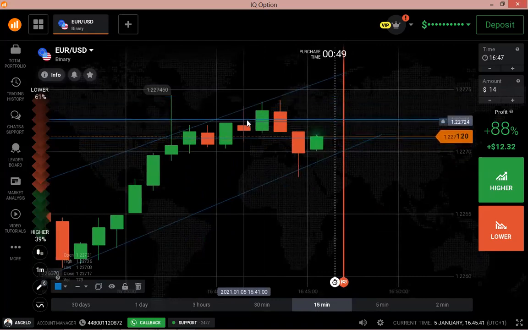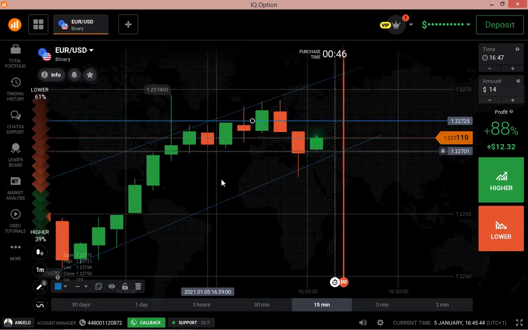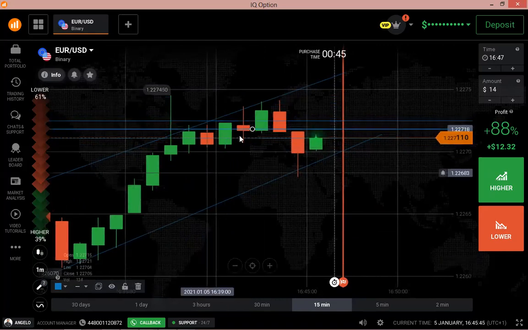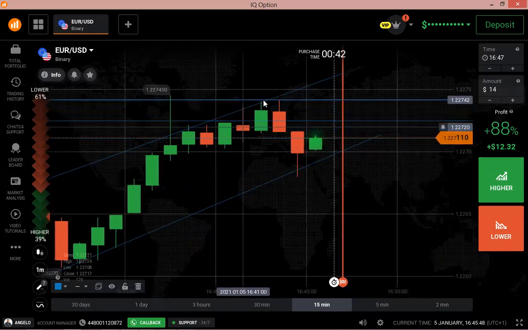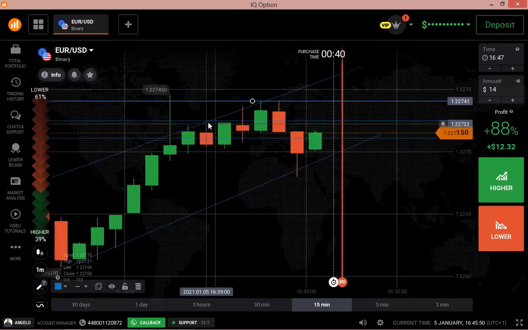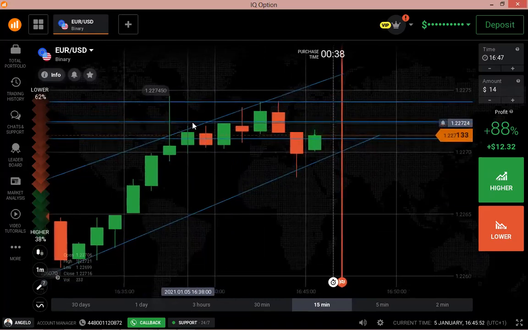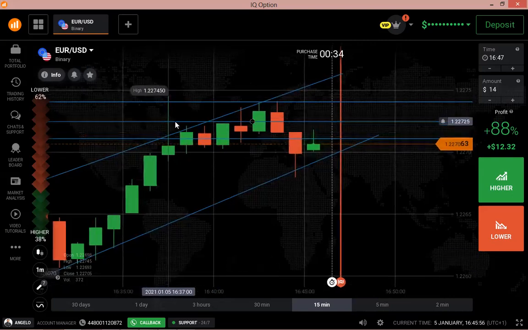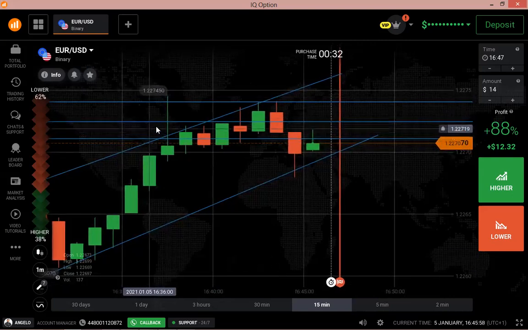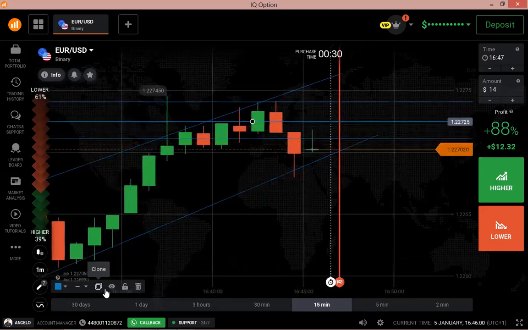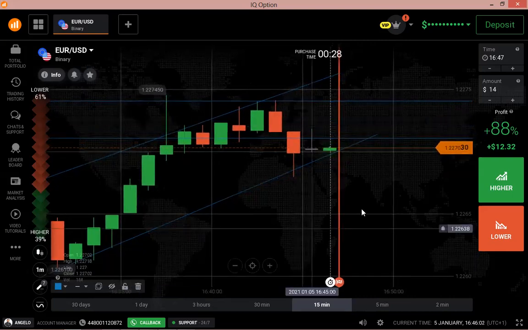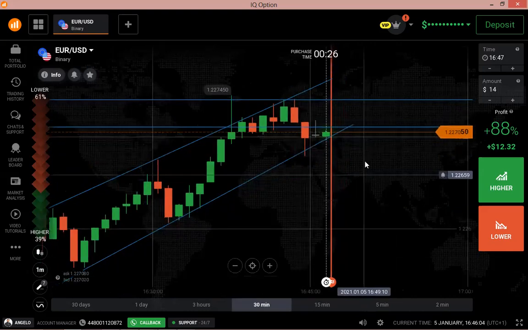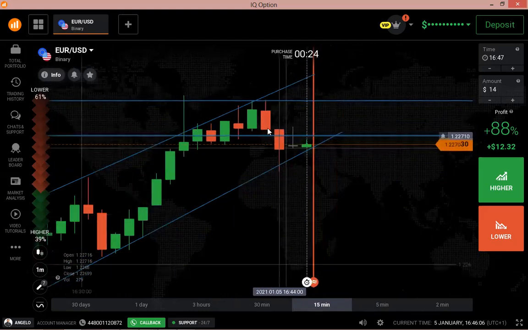But I will still make use of this line as well, and I can still make use of this area as well. So if I don't want to make any mistake, then I will lock this one, or let me just say I will hide it, for me to know that yes, the market is supposed to go up.